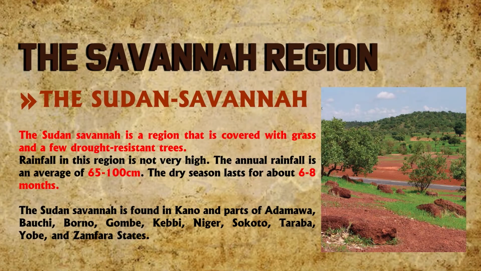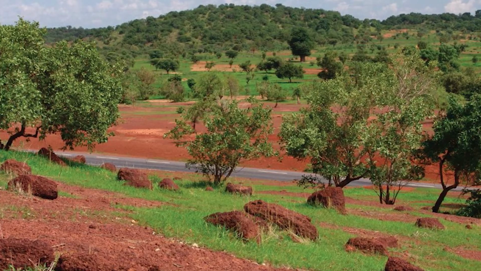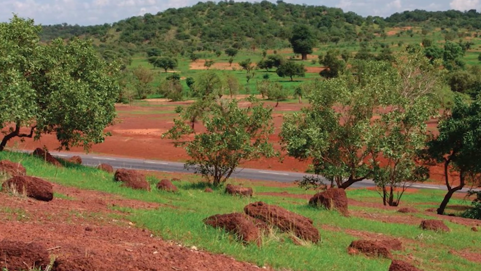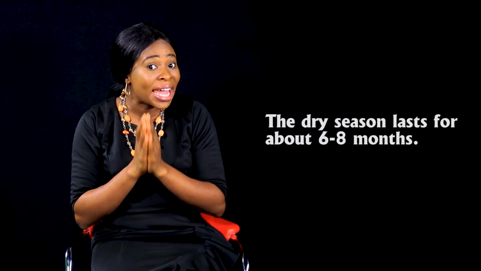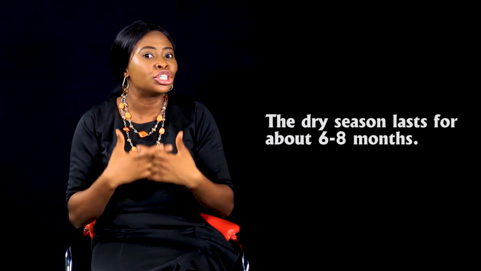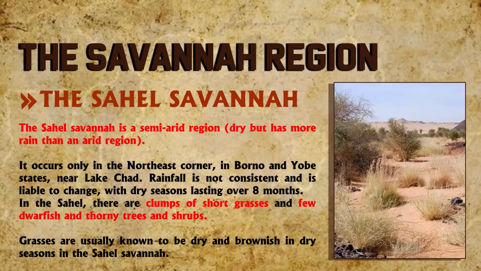The next type of savanna we'll be looking at is the Sudan Savannah. The Sudan Savannah is a region that is covered with grass and a few drought-resistant trees. When we talk about drought-resistant trees, we're referring to trees that can exist without much water. In this region, the dry season lasts for about 6 to 8 months, and rainfall in this region is not very high. This type of savanna can be found in Kano and in some parts of Adamawa, Borno, Kebbi, and so on. Finally, we'll be looking at the Sahel Savannah.